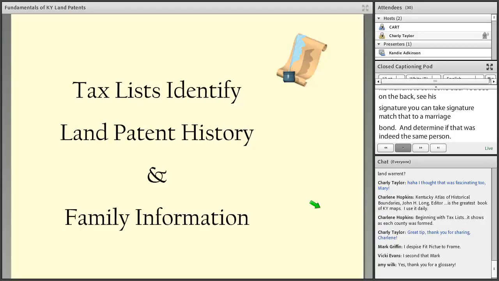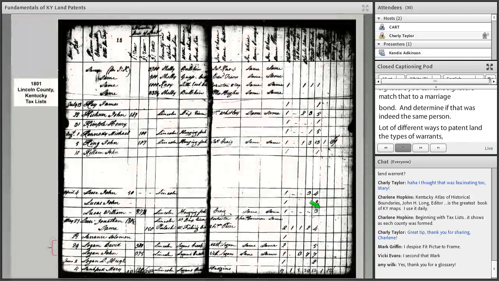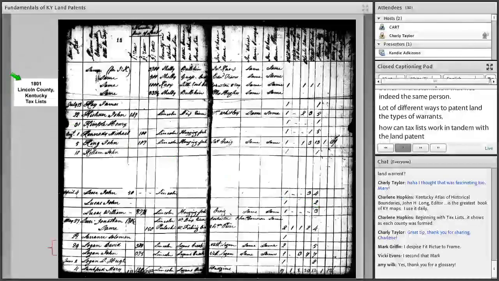Moving to tax lists, we've talked about a lot of different ways to patent land, the types of warrants. How can tax lists work in tandem with the land patent process? In 1801, I don't have to worry about links on this one, Charlie. We're not going to be jumping around. Okay. In 1801, we see the Lincoln County tax lists. Down at the bottom, we find a David Logan and a John Logan were paying taxes on second-rate acreage in Lincoln County on Logan's Creek.